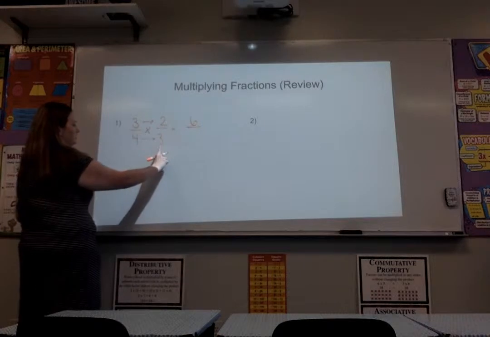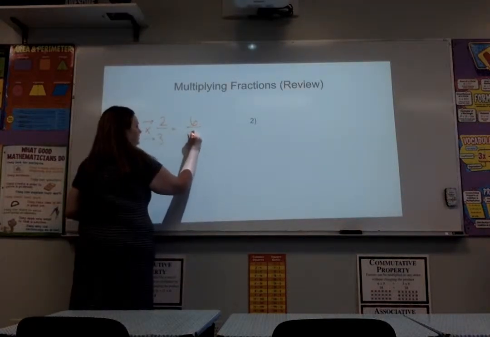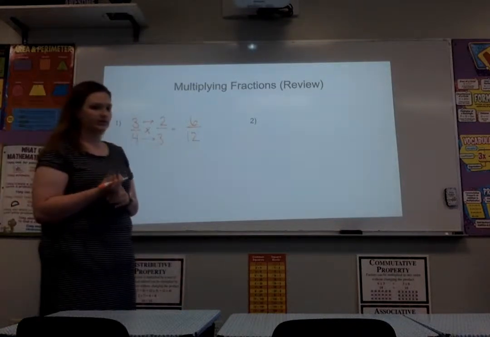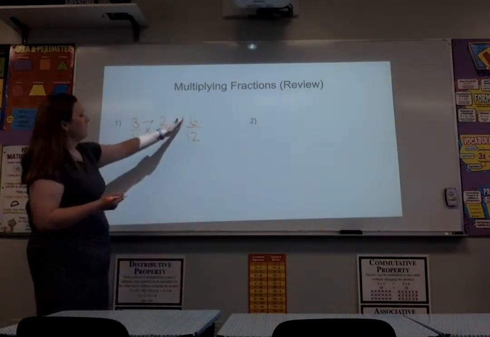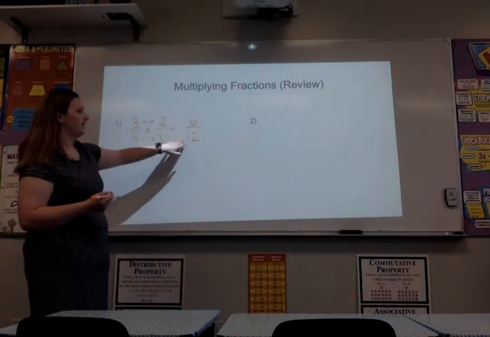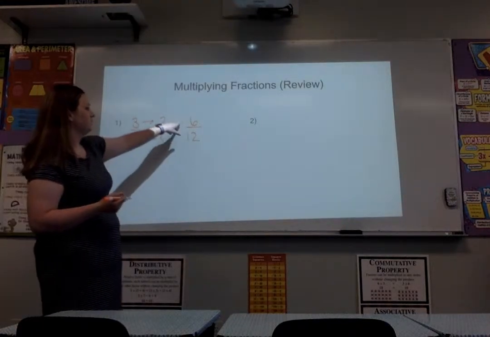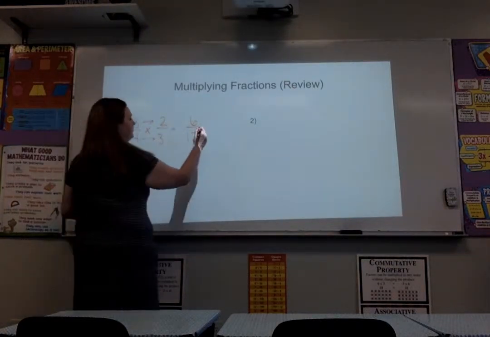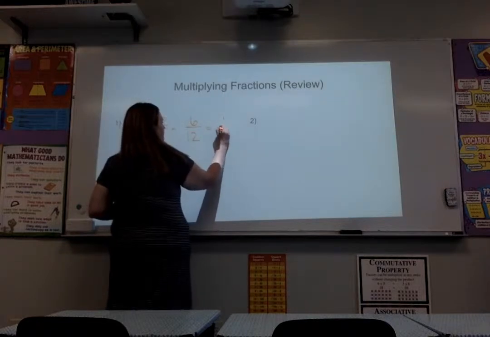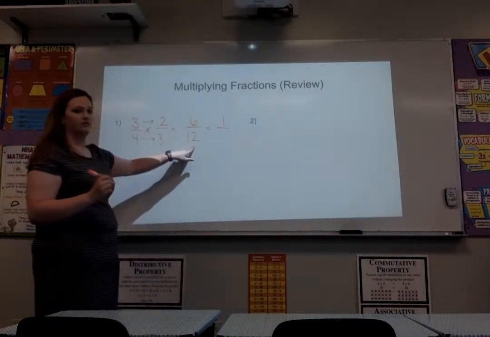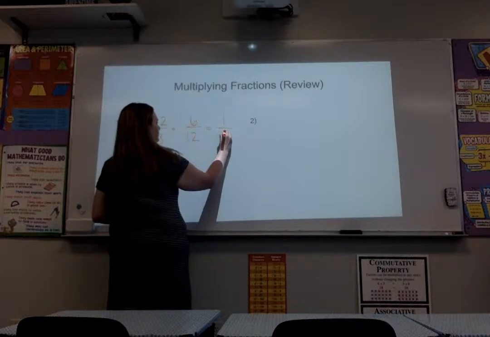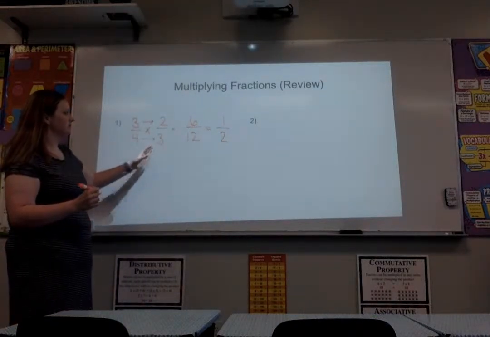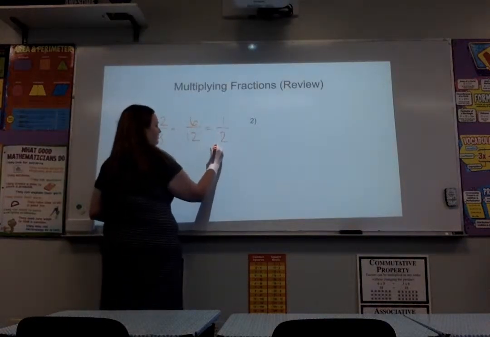And then 4 times 3 would be 12. Now, what we know about fractions is that they have to be reduced to their simplest form. And so I can see automatically that 6 and 12 can be reduced because I know that 6 can go into 12. 6 goes into itself one time, and then 6 can go into 12 two times. So if I did 3/4 times 2/3, my final result would be 1/2.